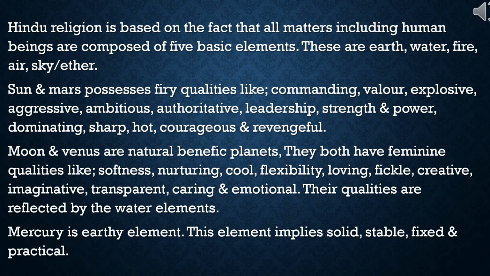Moon and Venus are natural benefic planets. They both have feminine qualities like softness, nurturing, cool, flexibility, loving, fickle, creative, imaginative, transparent, caring and emotional. Their qualities are reflected by the water element. Mercury is an earthy element. This element implies solid, stable, fixed and practical.